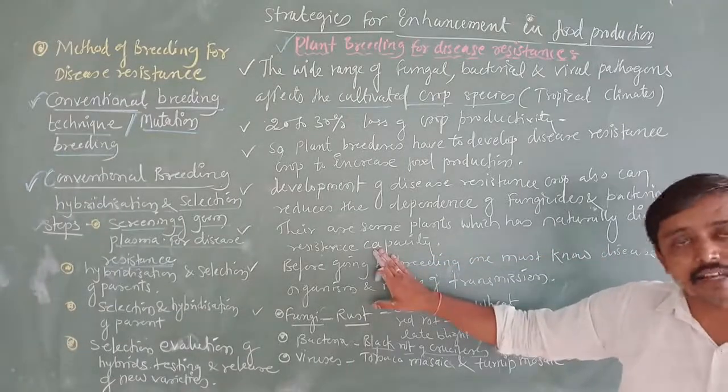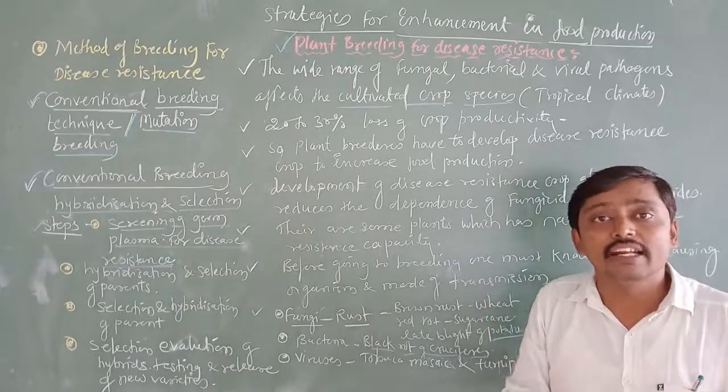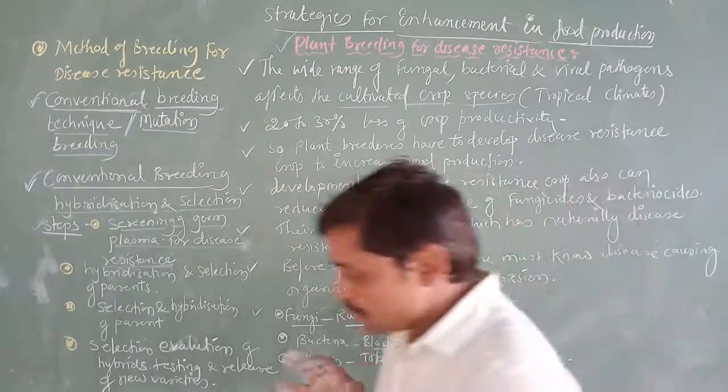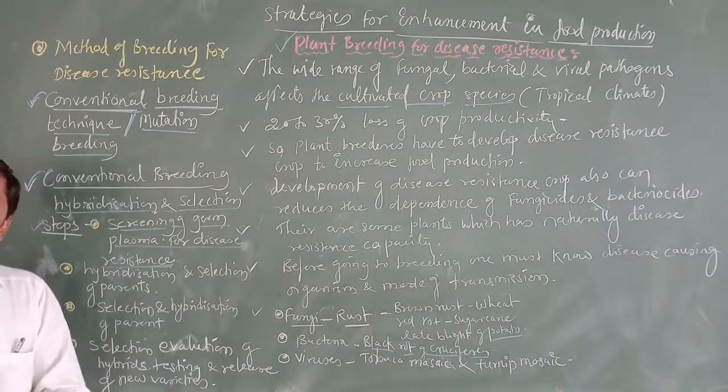Observe the plants which have disease resistance capacity. Such plants you are going to select as a parent. Understood? So the next point is hybridization and selection of the parents.